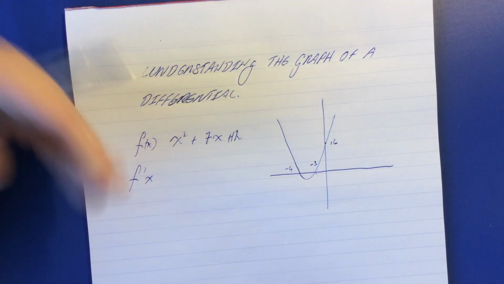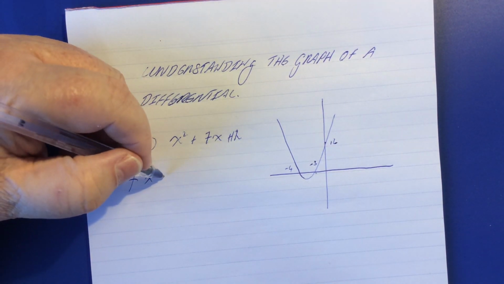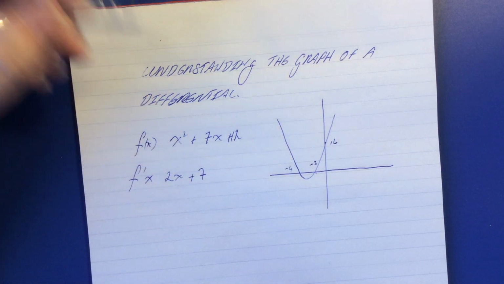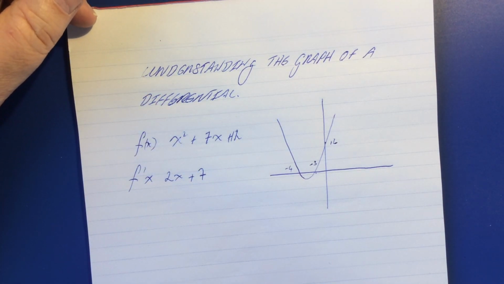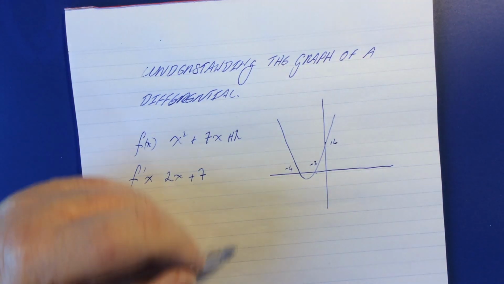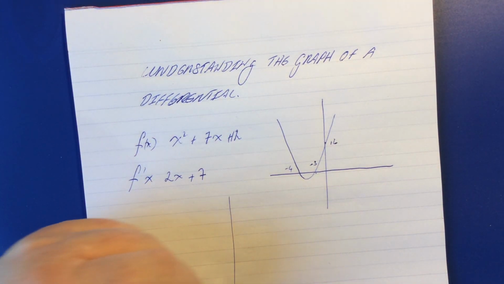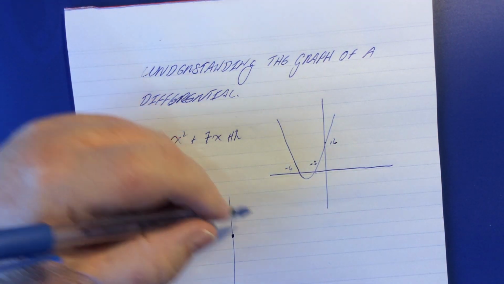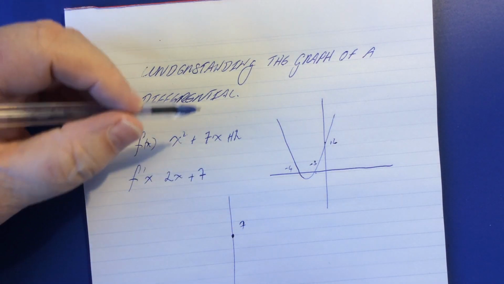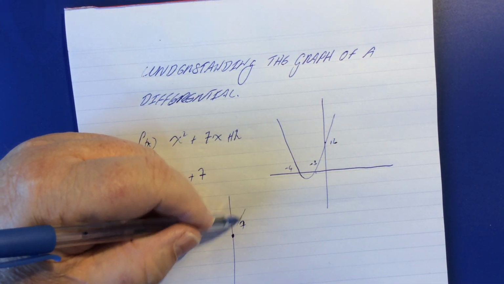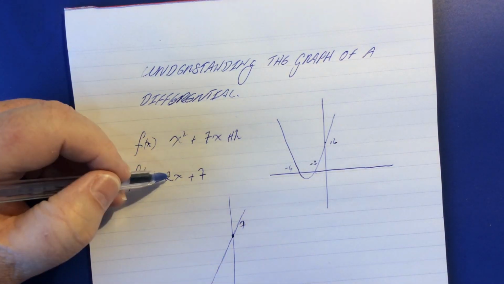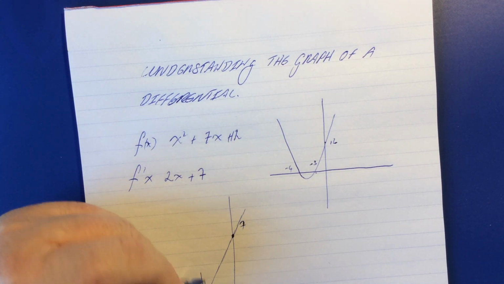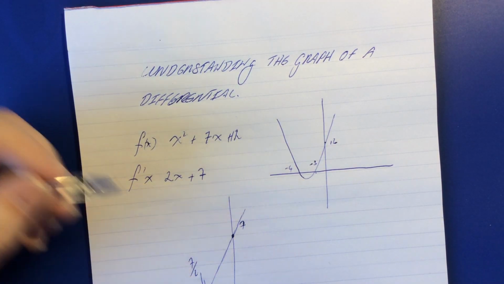f dash x, f prime, is 2x plus 7. Okay, well, let's have a look at that. What does that look like? Well, we have a y-intercept at 7, and this is a linear equation with a gradient of 2, which means that this point here is 7 over 2.